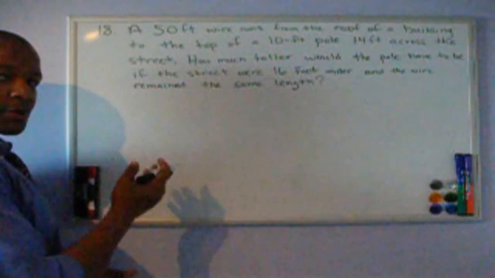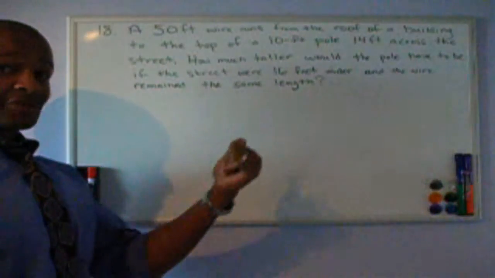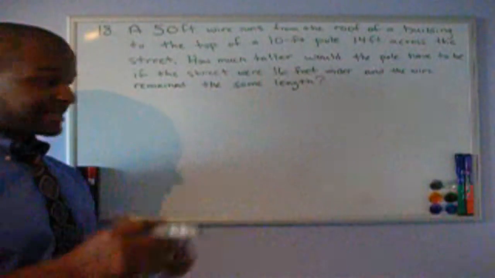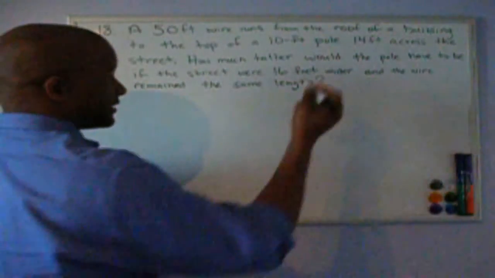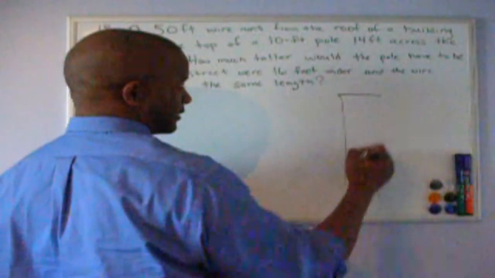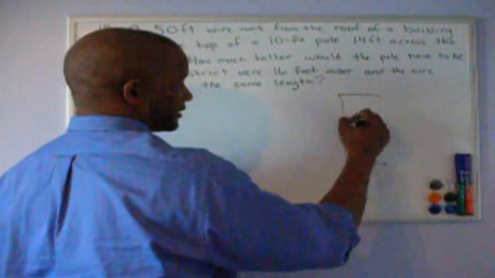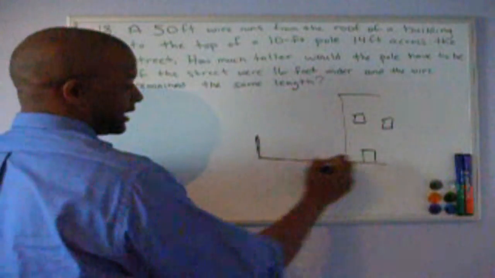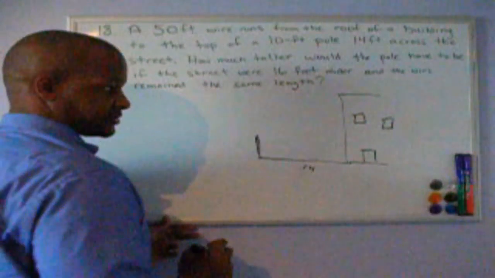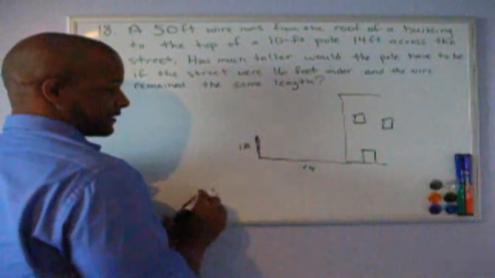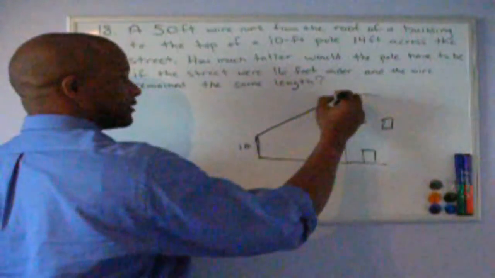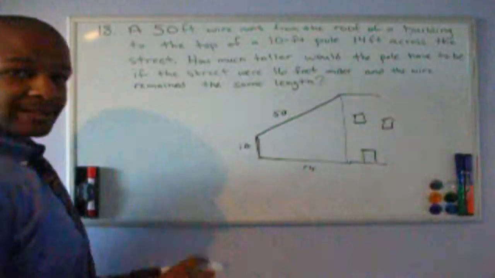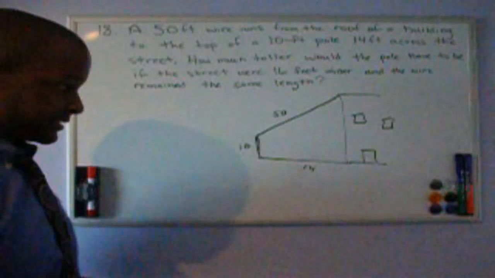This is usually a multiple choice question, but what I'm trying to do is show you exactly how you would actually be able to do this problem systematically, algebraically. So watch. It's talking about a building. Here's my building. I don't want to get too detailed. Here's my pole. And the pole is 14 feet across the street. The pole itself is 10 feet tall. And I know that the wire going from the top of the building to the 10-foot pole is 50 feet. This is me just labeling everything based on the original sentence.